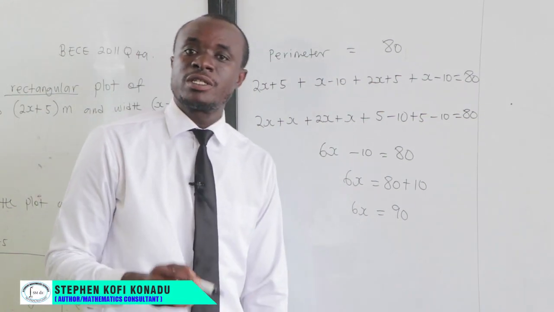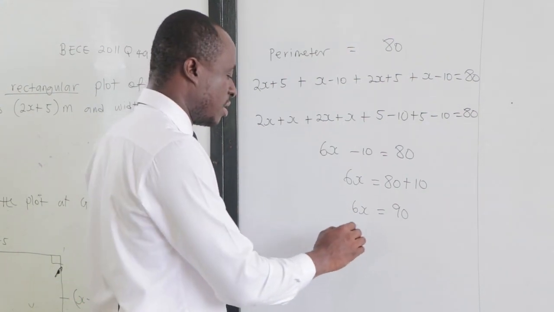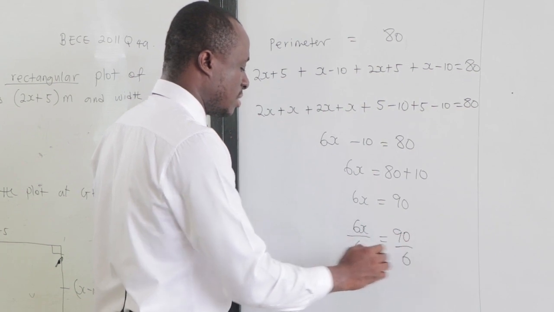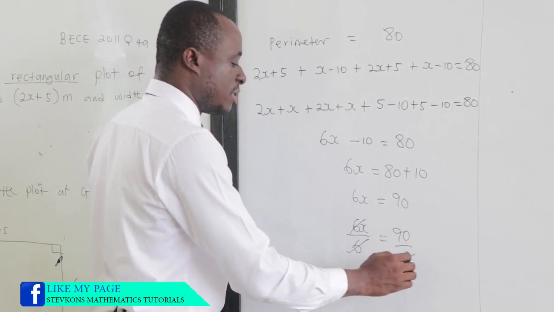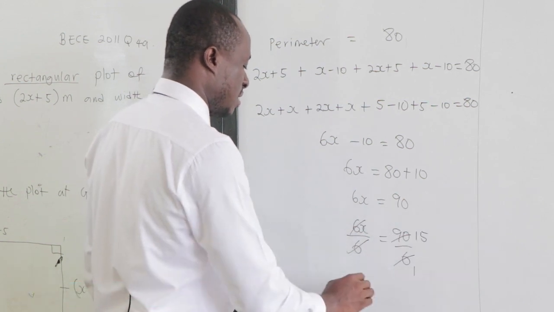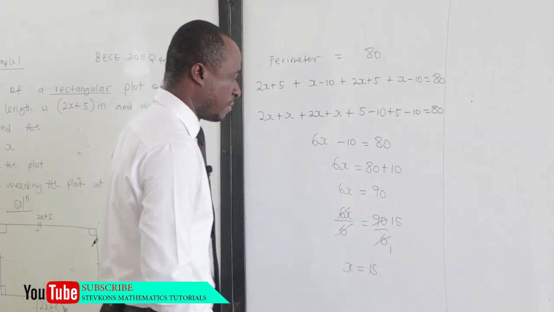We want to find x. So we divide both sides by what is multiplying the x. In this case, 6 is multiplying this. So we have 6x over 6 equal to 90 over 6. So this is cancelling out this. Now how many times will 6 go into 90? That is 15 times. So you have x equal to 15.